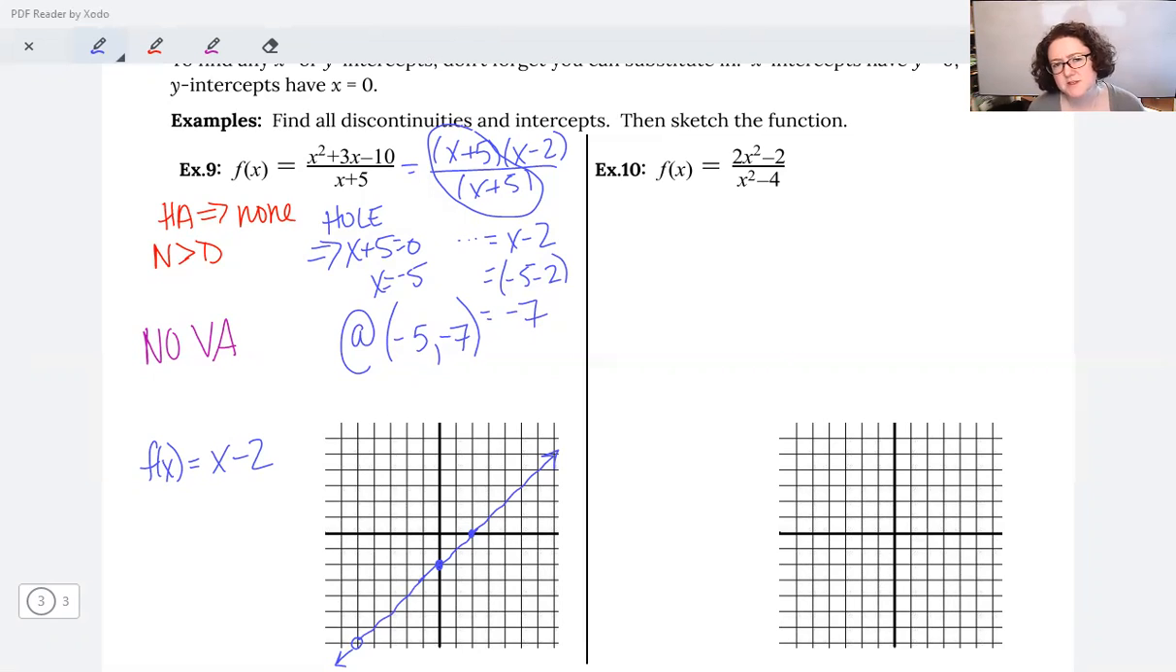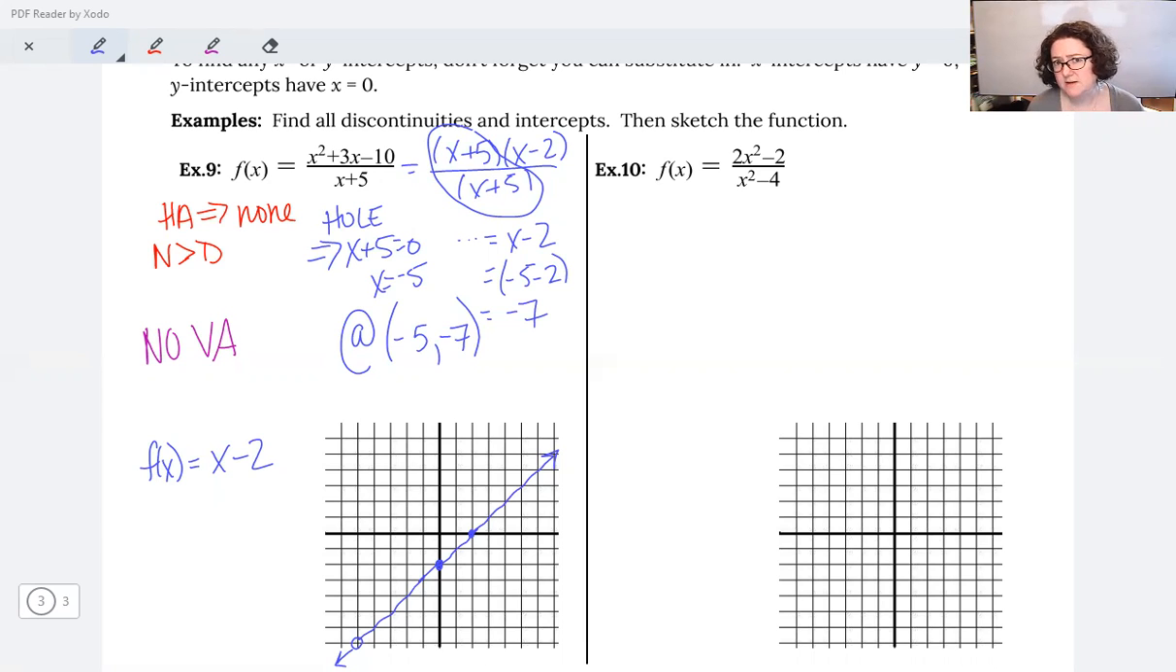So if you were to graph this on Desmos, it will look exactly like a line. Again, your original function graphed on Desmos. But if you tried clicking on the point (-5, -7), it's going to say it's undefined or does not exist at that point. Let's look at one more.